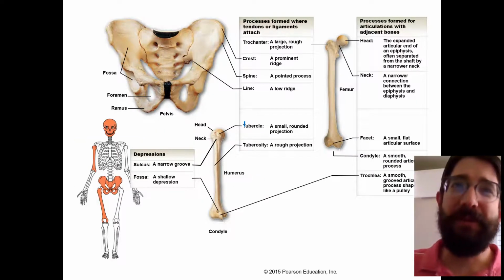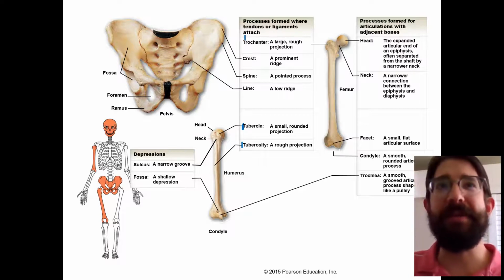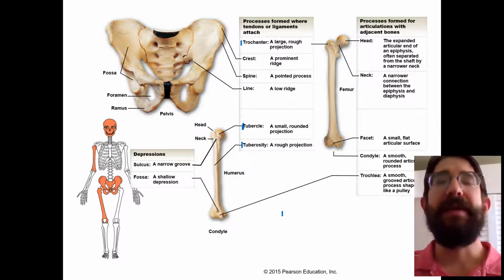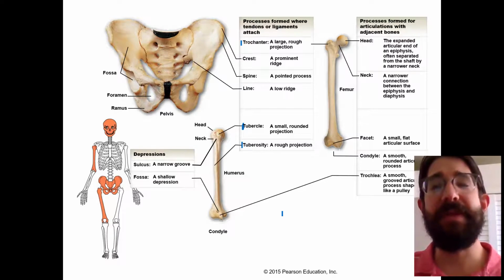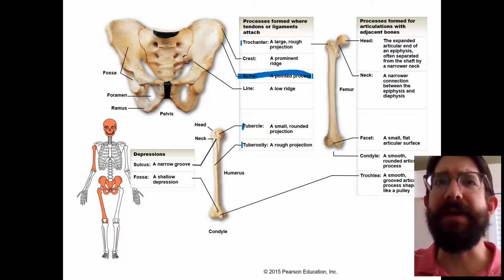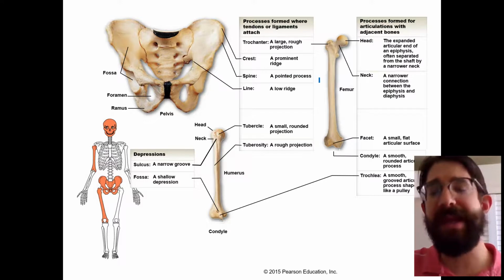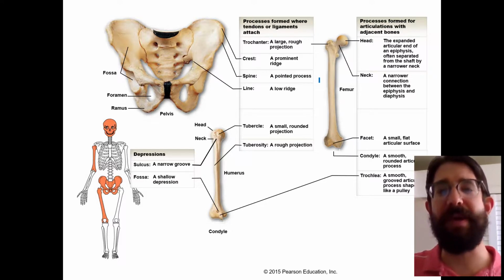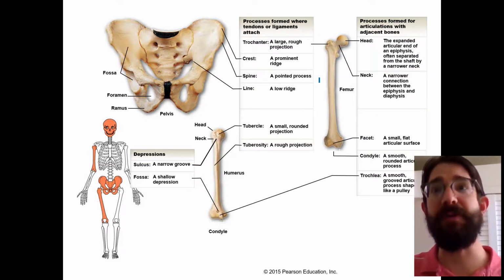What's a tubercle, what's a tuberosity, what's a trochanter, and so on. Personally, I found it much easier to just dive in to the bones and the parts of bones and start to actually see and name some of these structures on the bone. I never learned to define these, meaning a spine being a pointed process, but I can name all the spines on all the bones in the body, which I find to be much more useful.